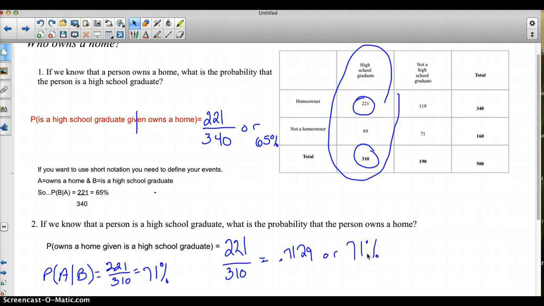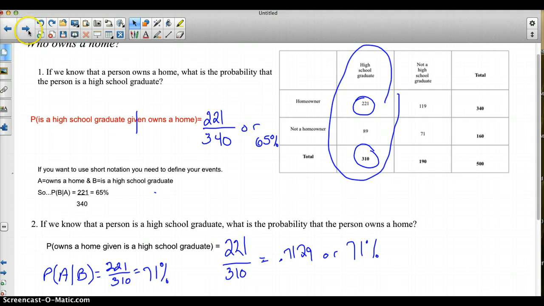Now, if you wanted to write it out in the short notation, because we also have A and B defined, you could say the probability of event A given event B is 221 over 310, which is also 71%. So even though we're still using the same events, the order is different, so we're getting different percentages because we're talking about different pieces.